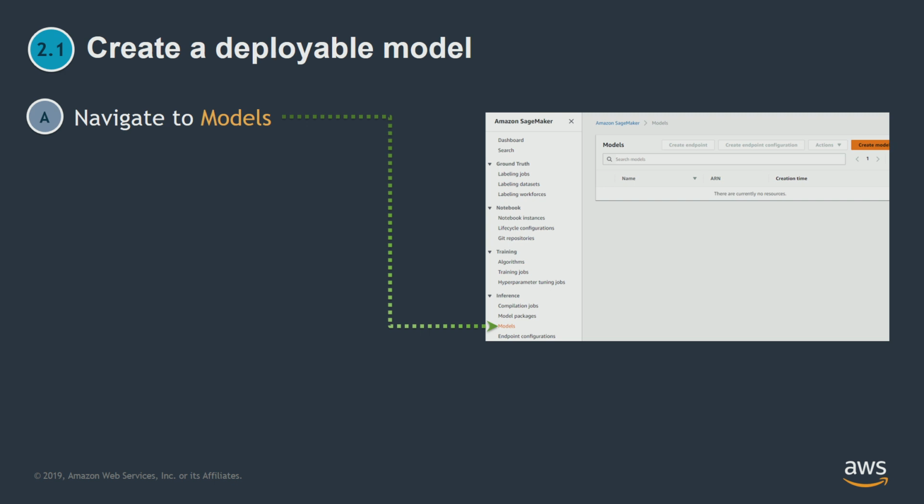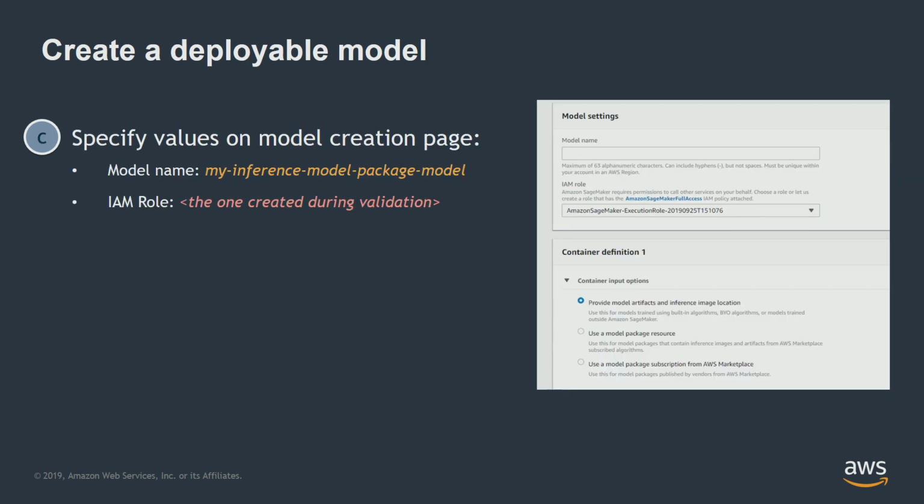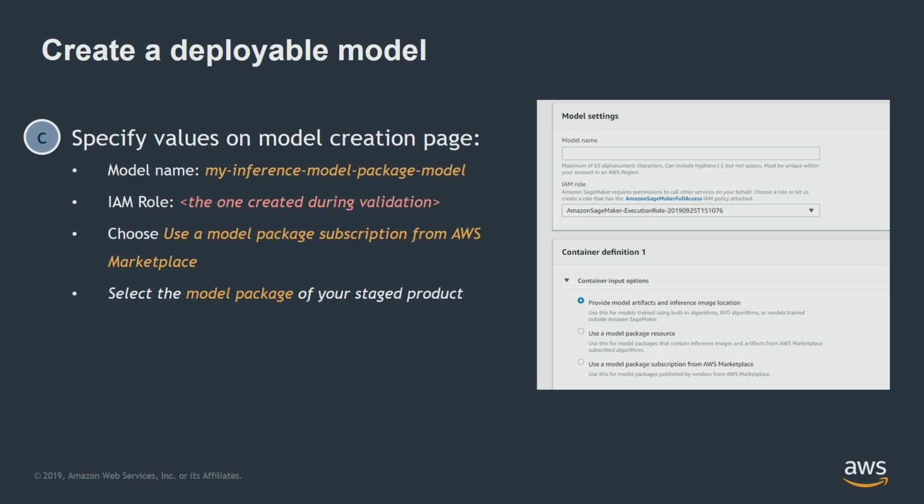So we'll need to create a model based off of the subscription we just subscribed to, our own product that's in the limited state. So we'll go to models and create a model, and we'll specify a name for the model, and then we will need to choose the model package from the AWS Marketplace that we published in the limited state. We'll select the model package from that stage product and click create.